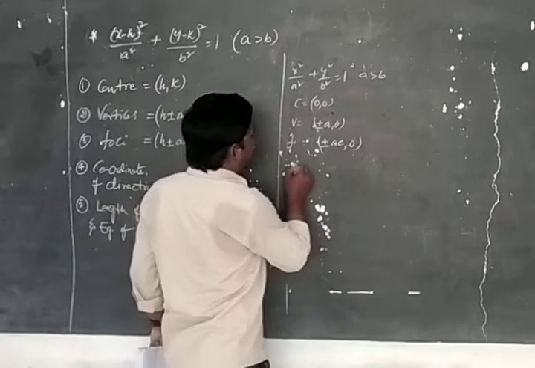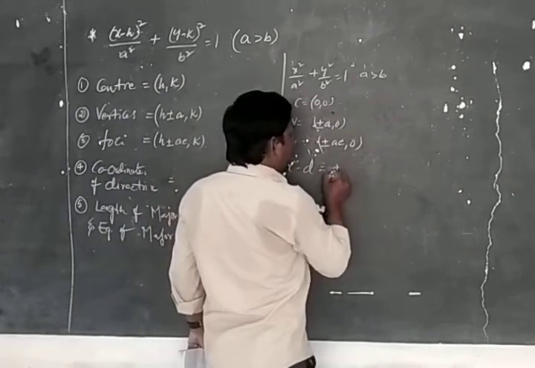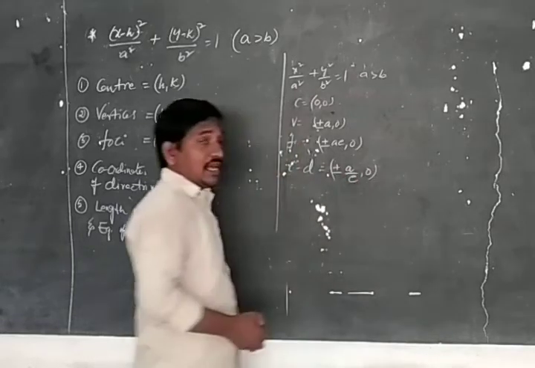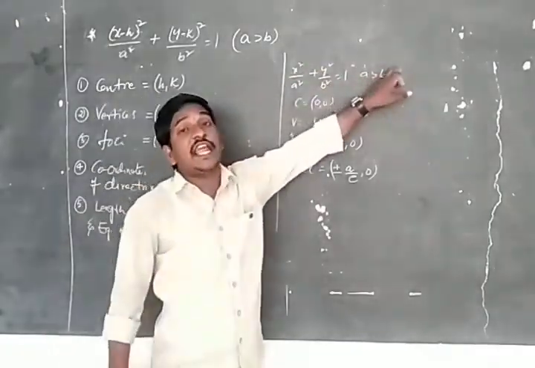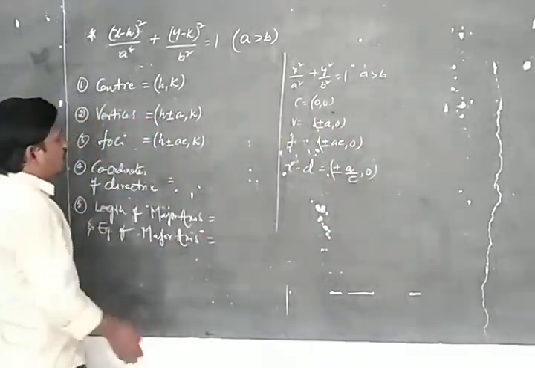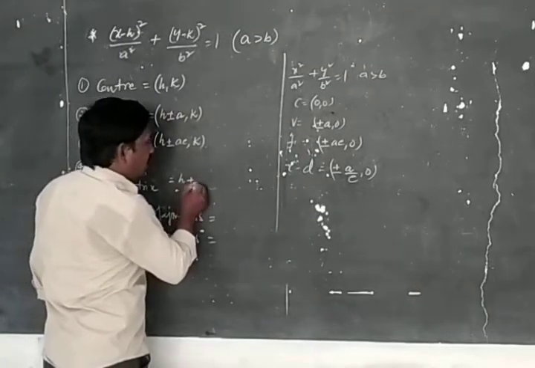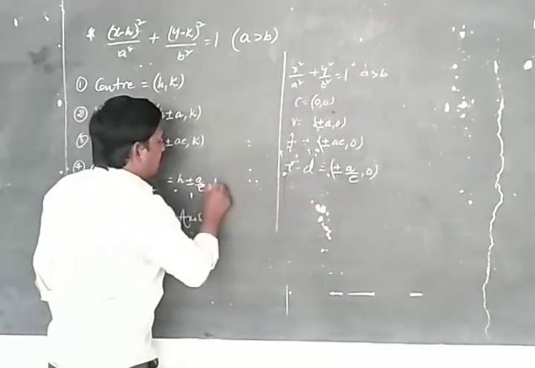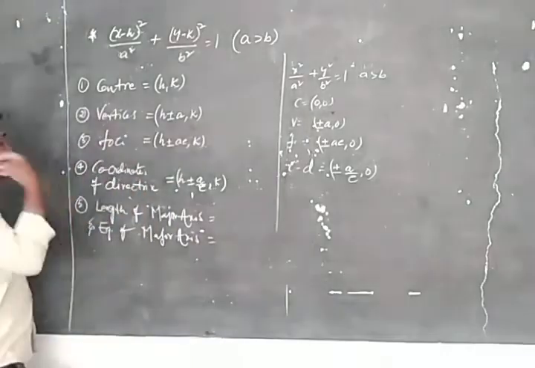Now coordinates of the directrix. We know that the coordinates of the directrix are plus or minus a by e comma 0, for x square by a square plus y square by b square equal to 1, a greater than b. So we have to add h comma k to the x comma y coordinates. So h plus or minus a by e comma 0 plus k, that means k. Okay, this is the coordinates of the directrix.